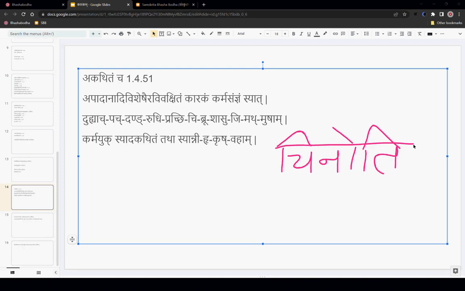fruits, it's better to add the upasarga called ava. Ava chinoti. It's like picking or plucking. So, Balika pushpani avachinoti. So again, pradhana karma is there already, pushpani. From where? From what is she plucking?